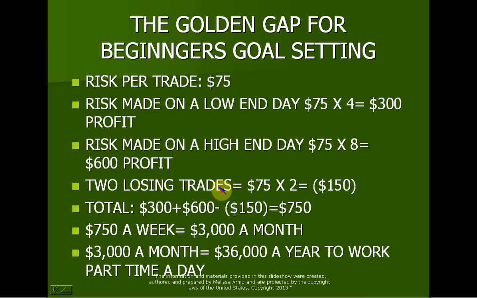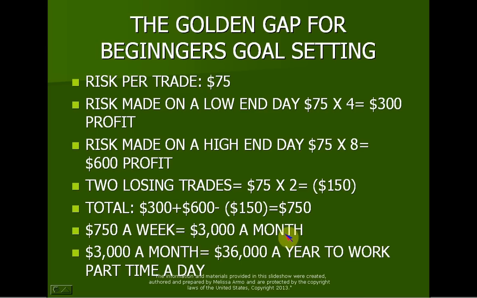Let's pretend two trades are losers in the week. This one's a low end, this one's a high end, then two fail, so the total of the losses is $150. So in 4 days, one is a low end where you make 4 Rs, two are 8R trades like Jack, and then you have two losses, which comes to $750. And say one day you got nothing. You didn't take any trades, didn't meet your rating criteria. It was probably a Monday. Mondays are slow days in the trading world. So that's $750 a week.